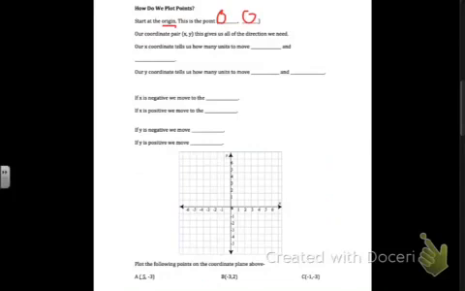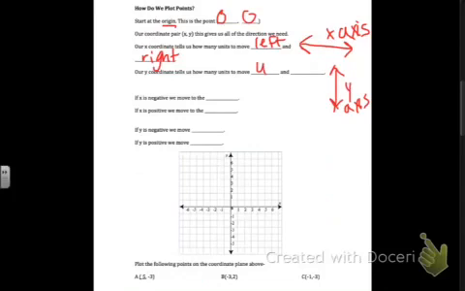And our coordinate pair, x, y, that we just talked about, gives us all the direction that we need. Our x-coordinate, which if we look at our x-axis goes this way, tells us how many units to move left and right. Well, if we look at our x-axis, it goes from left to right. So our x is going to tell us how to move left to right, and then our y-axis, if we look back to our coordinate plane, we can see that our y-axis is going to tell us how to move up and down.